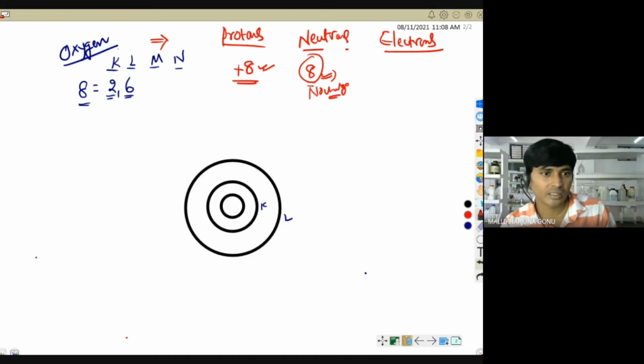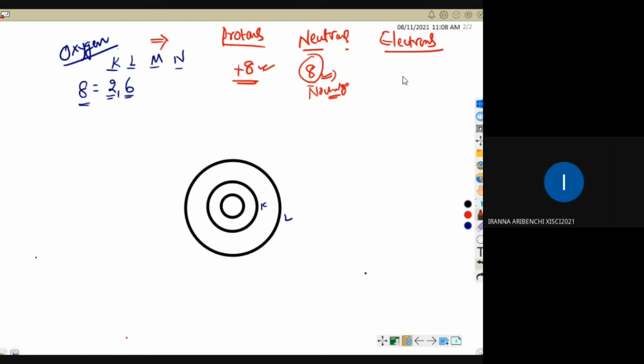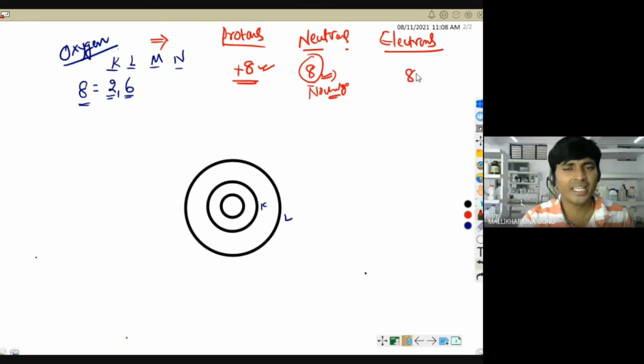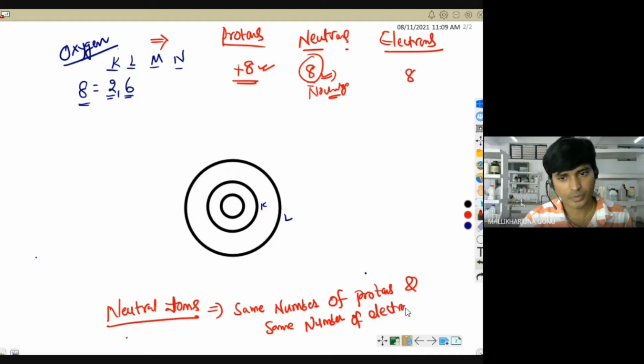How many electrons will it have, Iranna? Sir, 8 electrons. It is a neutral atom. Neutral atoms have the same number of protons and the same number of electrons. There is no charge on that one. So there is no charge on the oxygen here. Why? That we will see now.